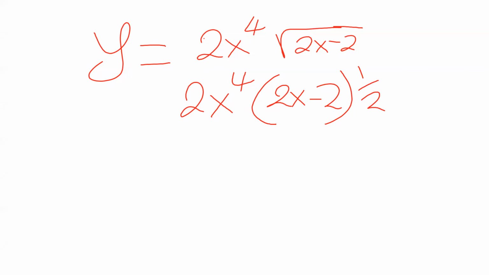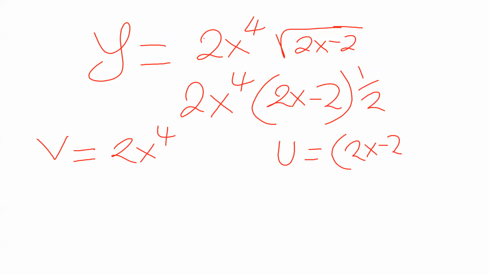Then you can name now one v, the other one u. Which one is your v? 2x to the power 4 is your v. And then your u will be (2x minus 2) to the power half, right? What do we need? We need the v prime, isn't it? What's our v prime? Differentiate this. It will give us 8x to the power 3, right?